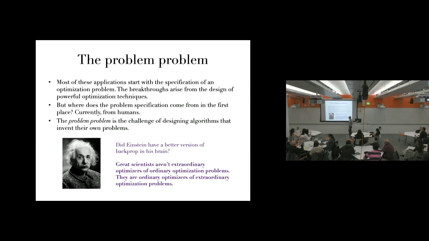So if you think about a scientist like Albert Einstein, obviously not everyone's going to be at the level of Albert Einstein, but what was special about him? Did he have a really good version of backprop in his brain? I don't think that was his secret. I will submit to you that great scientists aren't extraordinary optimizers of ordinary optimization problems, but they are ordinary optimizers of extraordinary optimization problems.